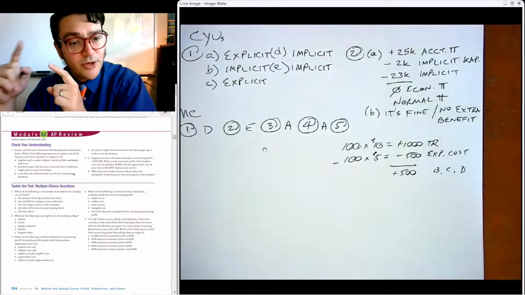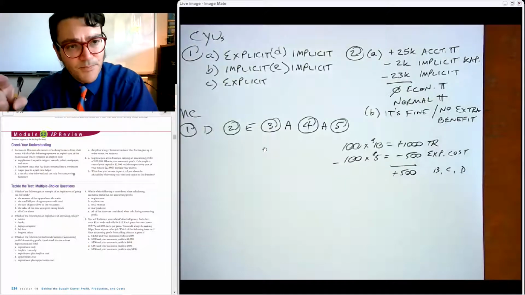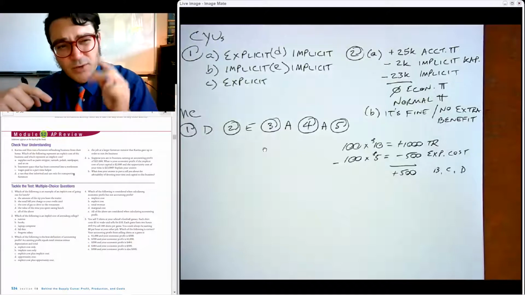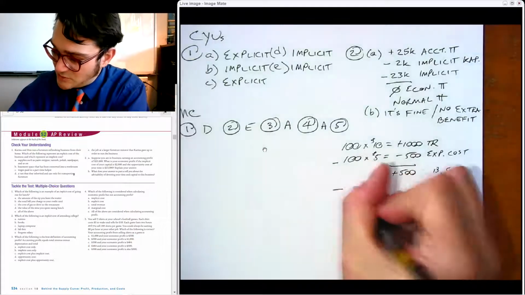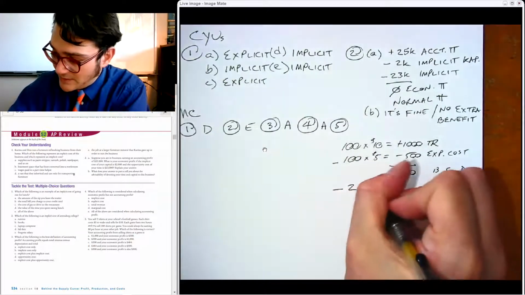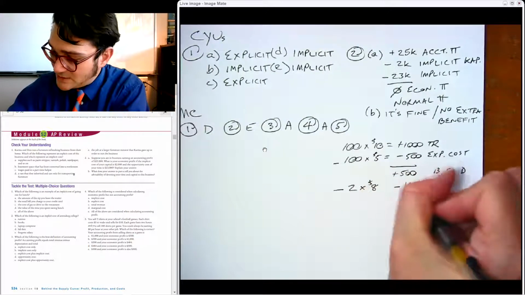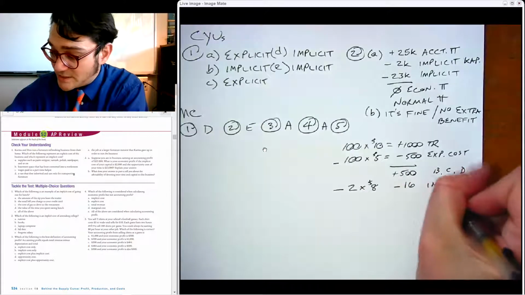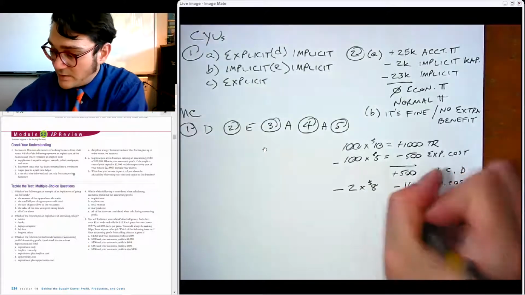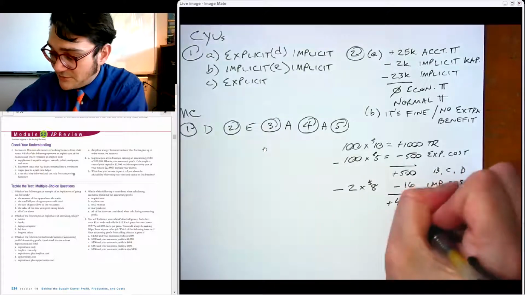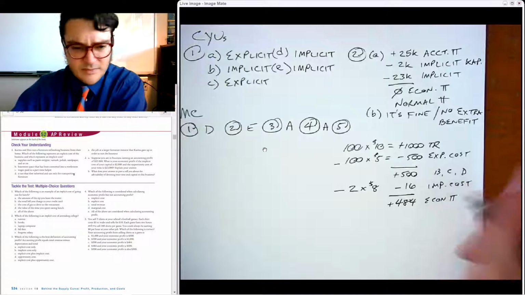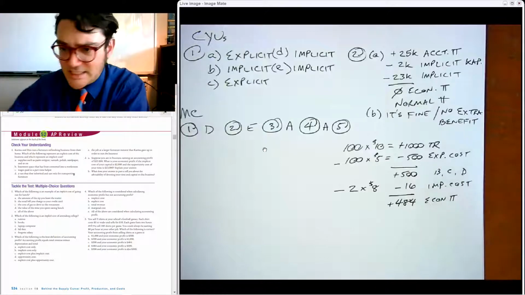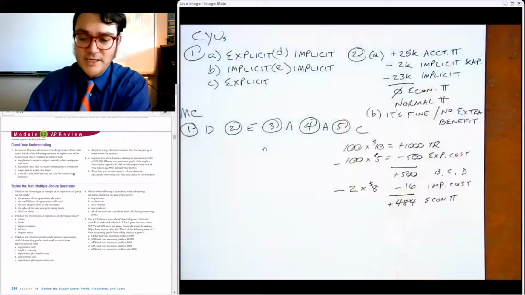Well, we could always be earning $8 an hour at the other job. So for us, we have to think about, well, it's 2 hours. And so we subtract 2 times $8, so that's 16, because that's the implicit cost. And so that leaves us with positive 484 economic profit. And so where is that answer? That is C. Moving on.